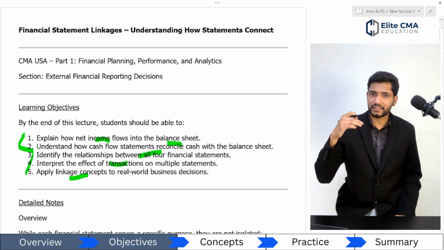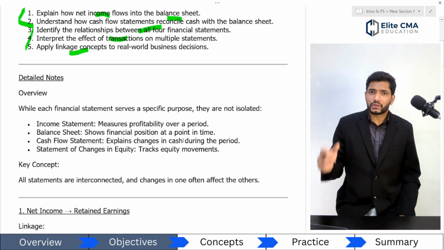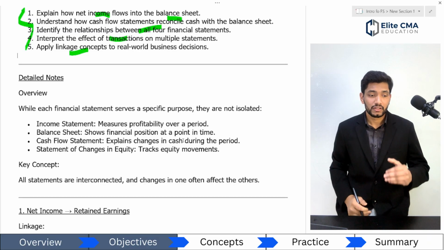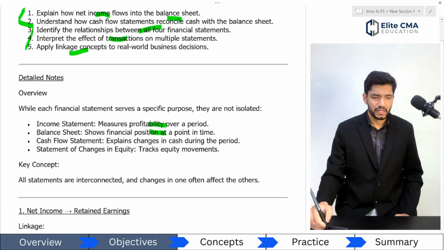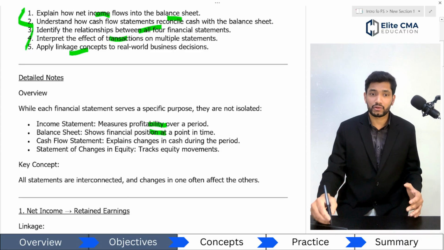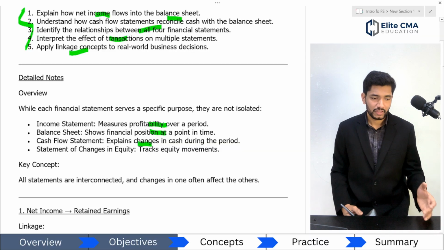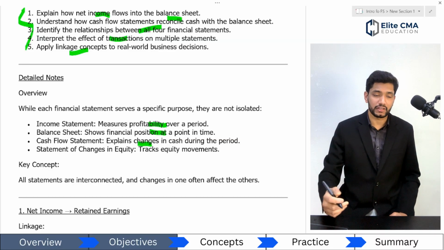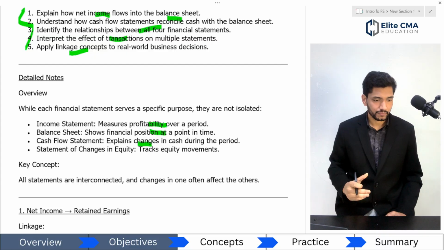So let's move directly into the discussion. Before moving to the linkages, we have to review what each financial statement is. The income statement measures profitability over a period. The balance sheet shows the financial position at a point in time. The cash flow statement shows changes in cash during the period, from where the cash comes and how the cash goes out. And the statement of changes in equity tracks the movement of equity: the opening equity, the changes in equity, and the closing equity.